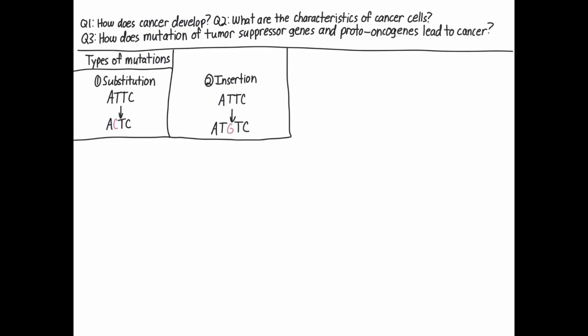An insertion mutation is when one or more nucleotides is inserted between two existing nucleotides, making the DNA sequence longer. This G was inserted between these two T's. In deletion mutations, one or more nucleotides are lost, making the sequence shorter.